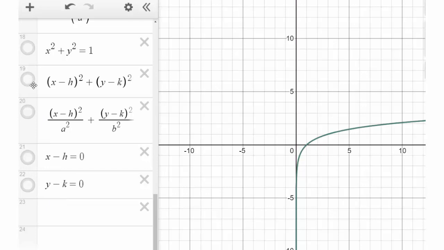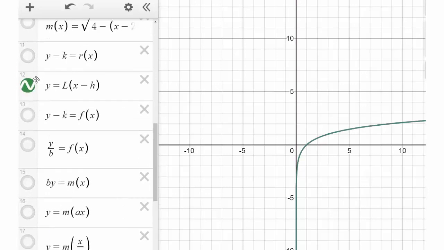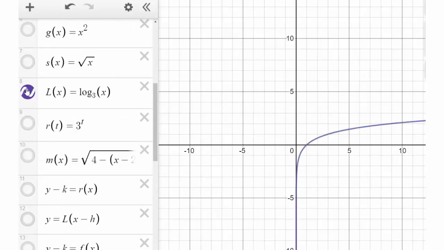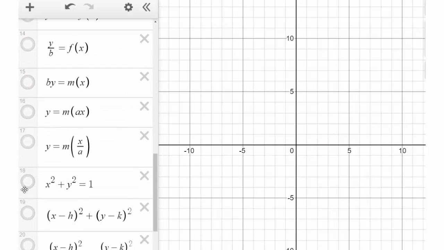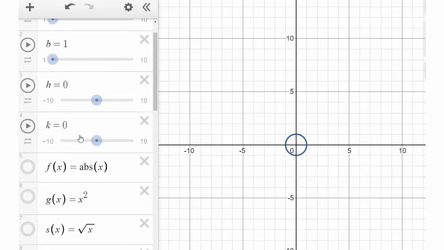You would wonder what happens if it's just a relation and not a function. So if you plotted the circle x squared plus y squared equals 1, and then take a look at what happens if you move k, the same thing happens. So these observations occur not just for functions, but also for relations.